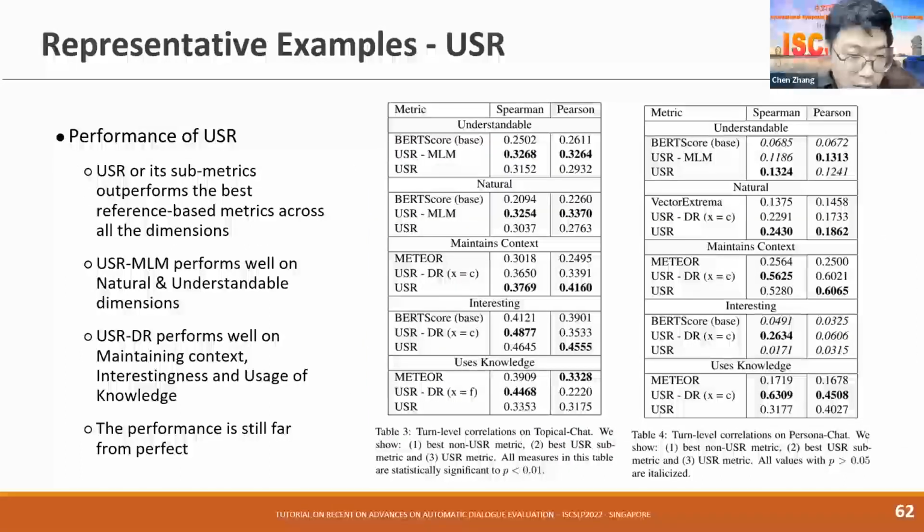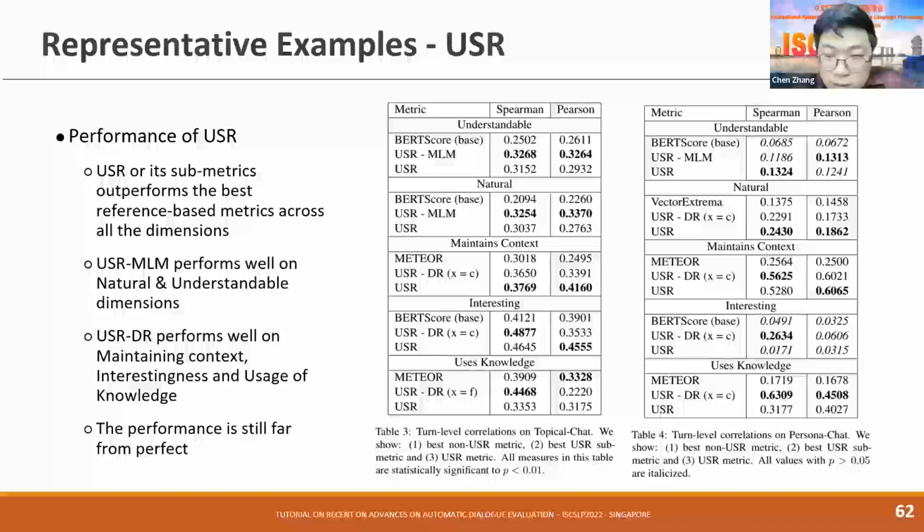Okay, so after introducing the metric details, we shall look at the performance of the metric. Basically, the performance is evaluated by the Pearson or Spearman correlation of the metric score and the corresponding human evaluation score along the different fine-grained dimensions. We can see here that USR or its submetrics outperform the best reference-based metric across all the dimensions, like BERTScore, which is a famous reference-based metric.